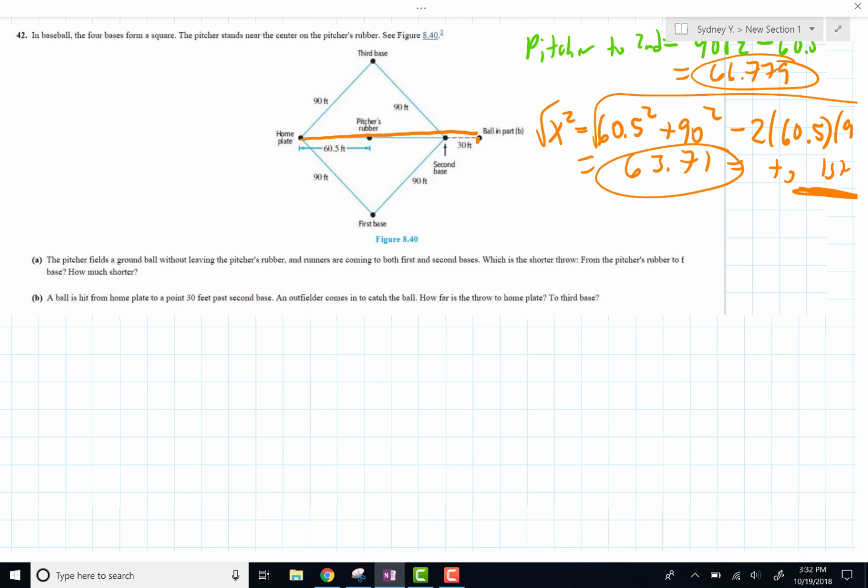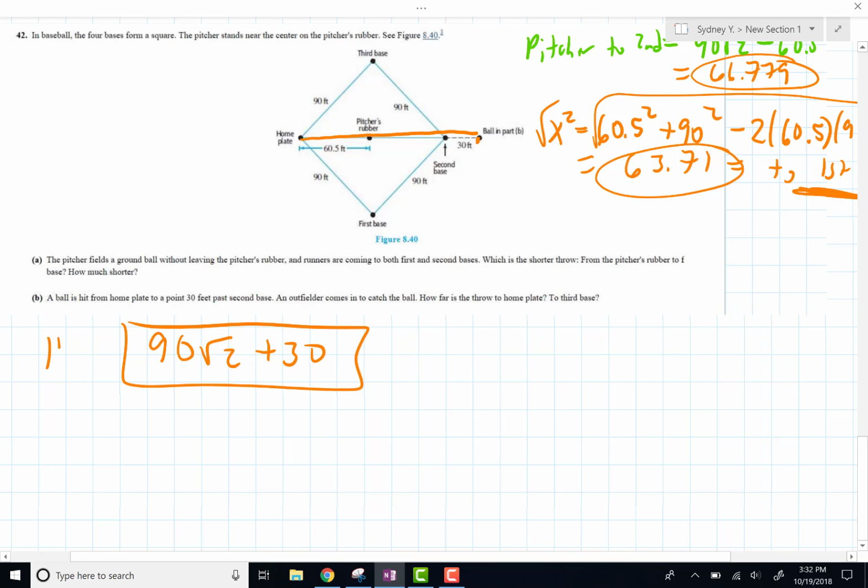Well, didn't we already find that? Because we found the full distance across was the 90 root 2, right? So it was 90 root 2 plus 30 to home. So this we found in the first part, and then adding the 30. And then now they want the throw to third base, so now they want that length there.